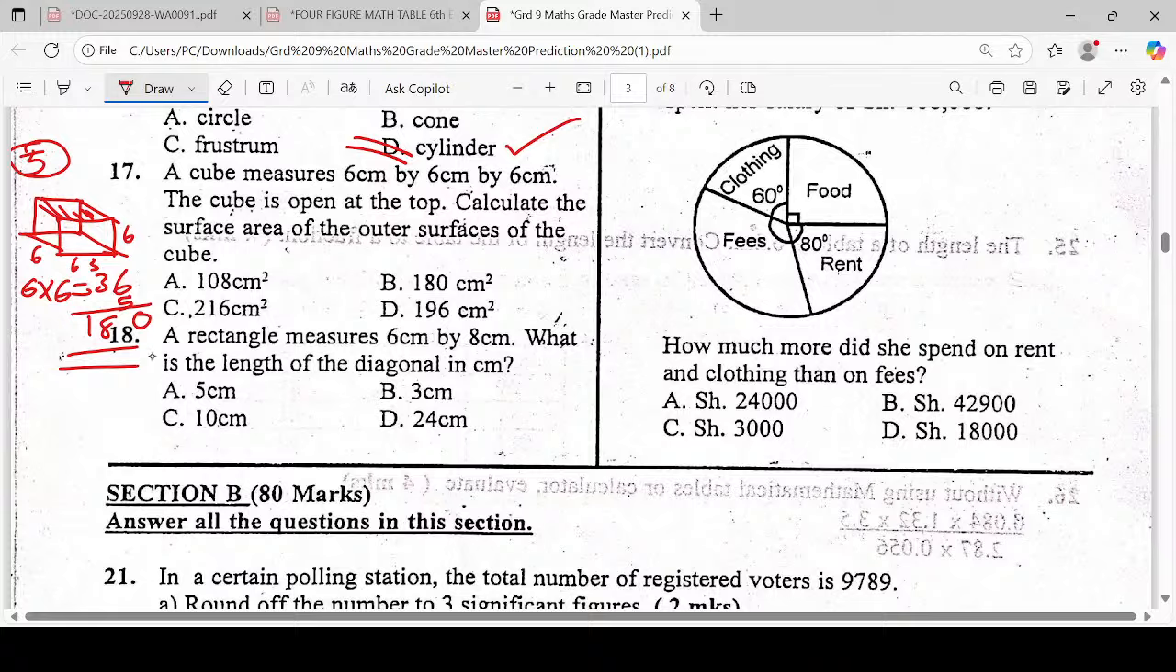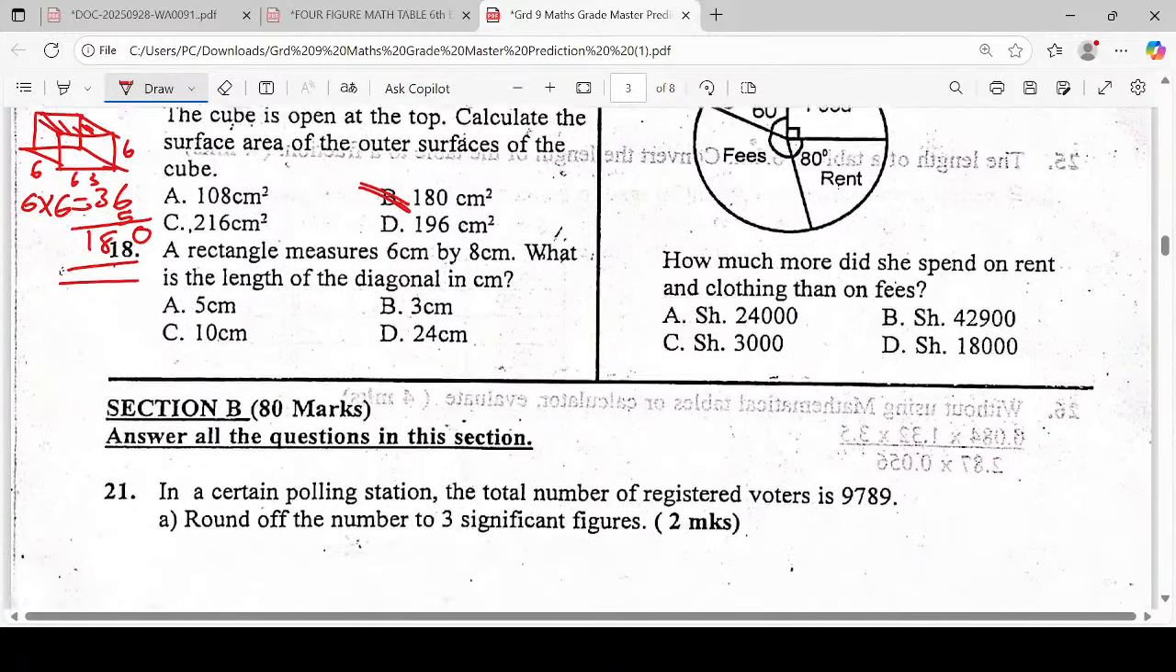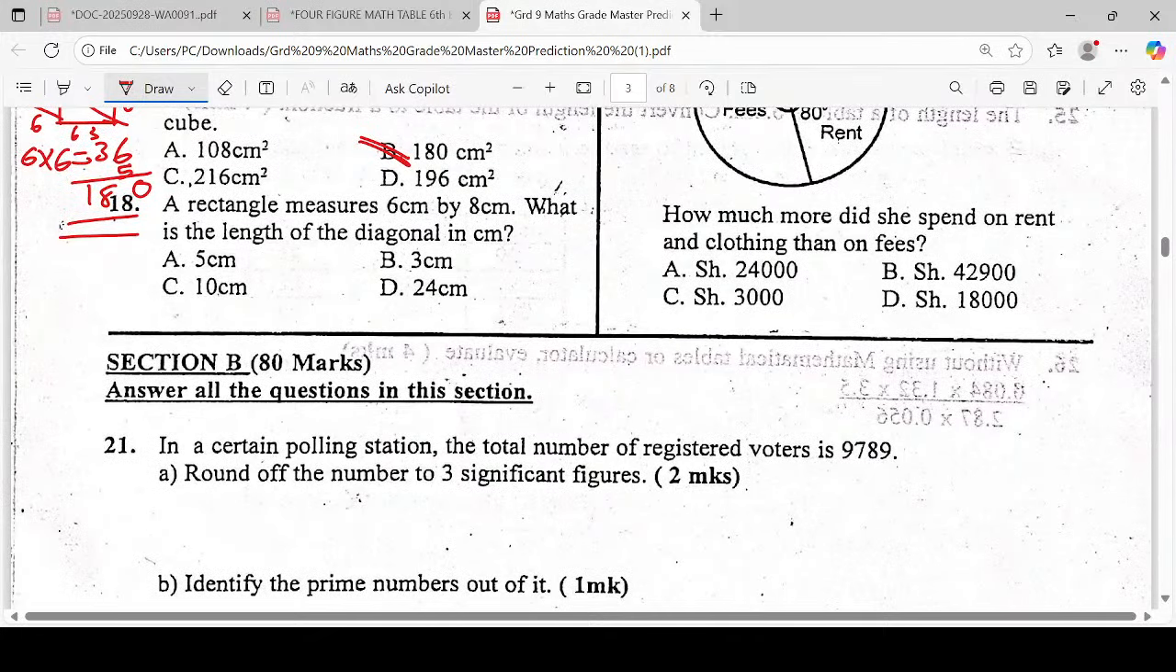So 180 should be the answer. 180 should be the answer there. Question number 18. A rectangle measures 6 centimeters by 8 centimeters. What is the length of the diagonal in centimeters? Learners, it is good to give a sketch for better understanding.